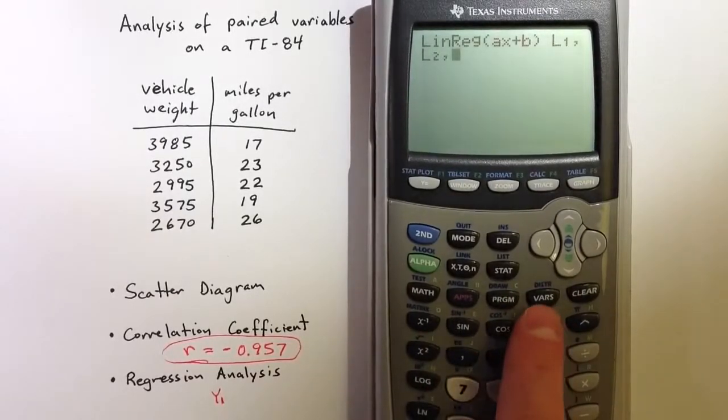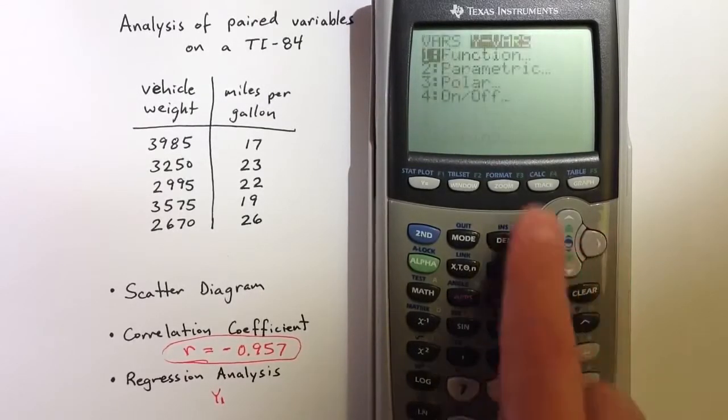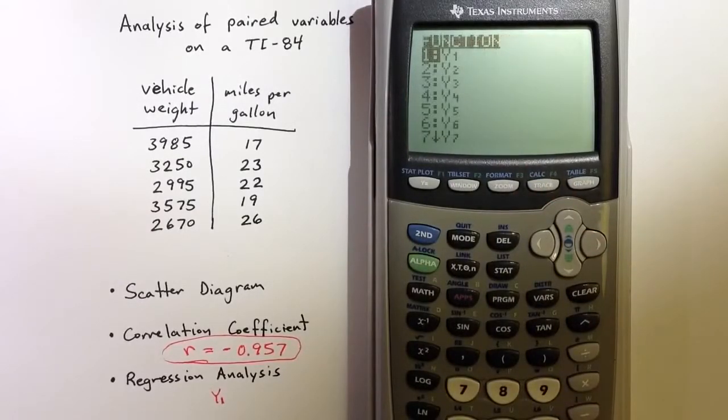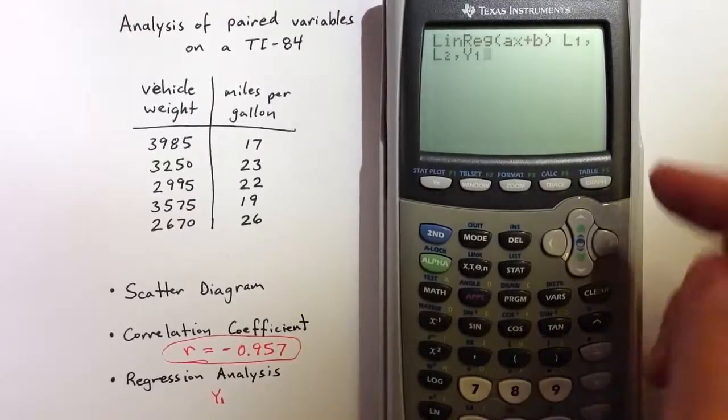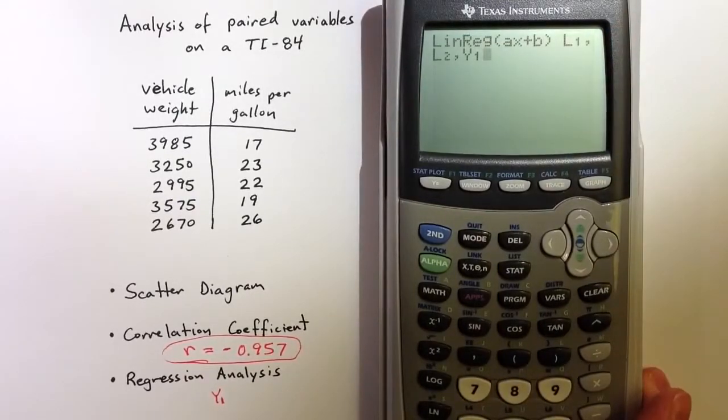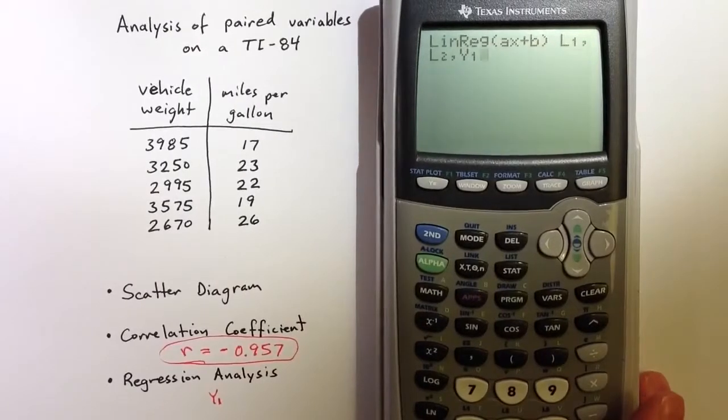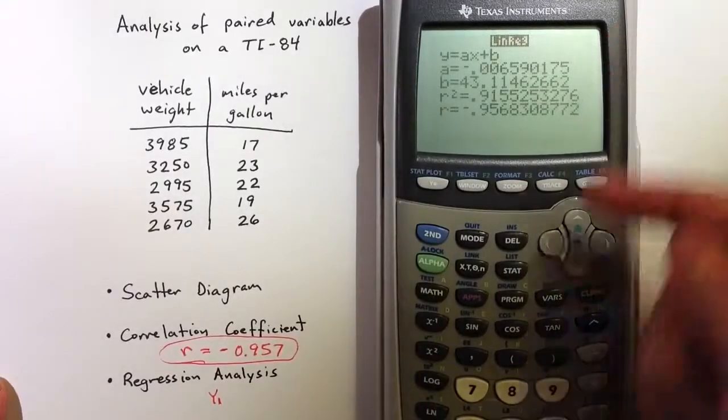Except I'd like to, again, identify the Y1 variable as the output for the linear regression equation. So I'm going to go to vars, and then choose Y-vars, hit enter, and hit enter again to choose Y1 as the output value. So if you didn't have that stat wizard that kind of showed the list 1, list 2 there for you, this is what you'd want to do: list 1, comma, list 2, comma, and then Y1 or Y2 or wherever you wanted to put that function. And now if I hit enter, we see the same stuff that we did before.